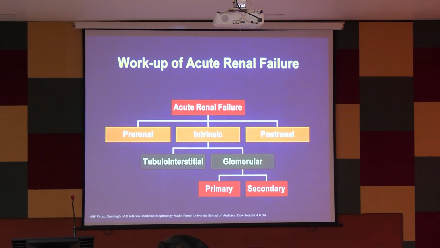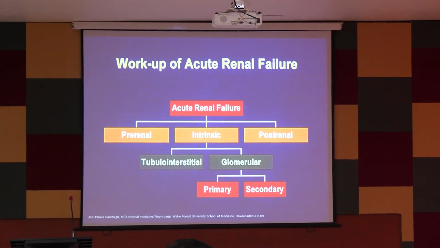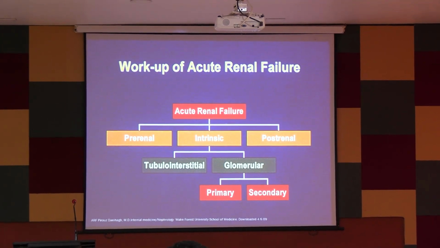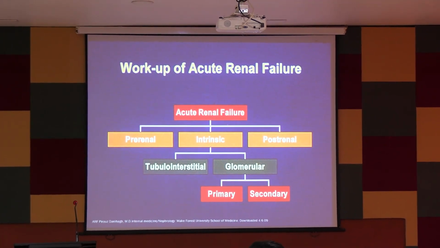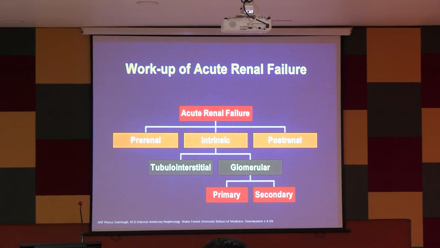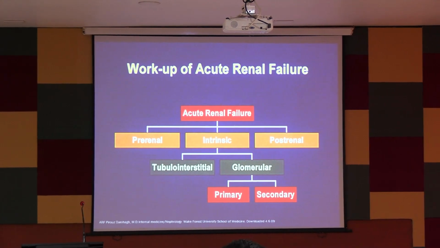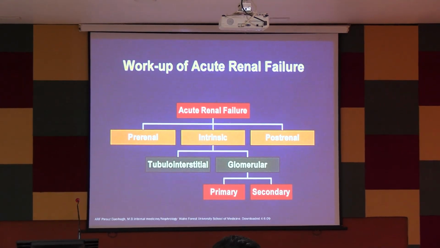And intrinsic is glomerular or tubulointerstitial. Glomerular pathology may be due to a primary cause or a secondary cause, due to the deposition of immune complex, that is the secondary cause. In the previous class we discussed acute post-streptococcal glomerulonephritis. There is deposition of immune complex in the glomerulus, that causes acute renal failure. Now those are the main categories: pre-renal, intrinsic and post-renal.